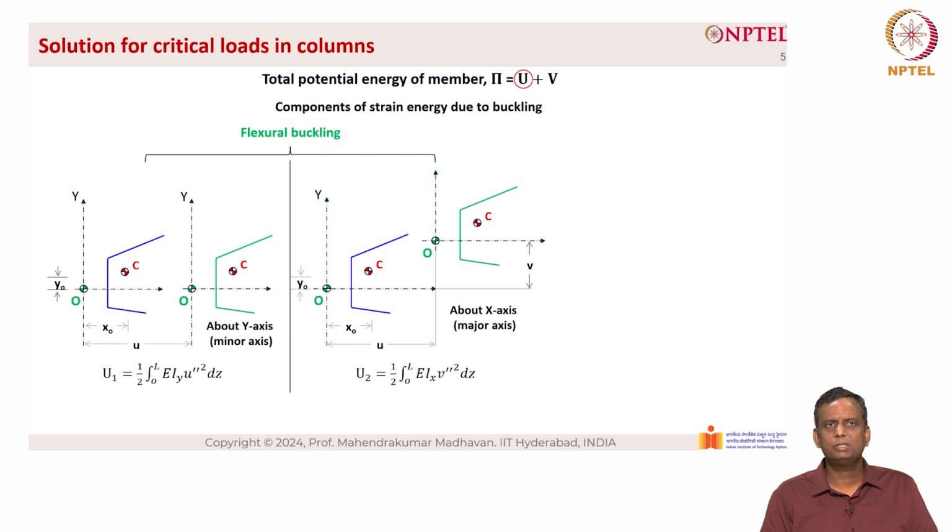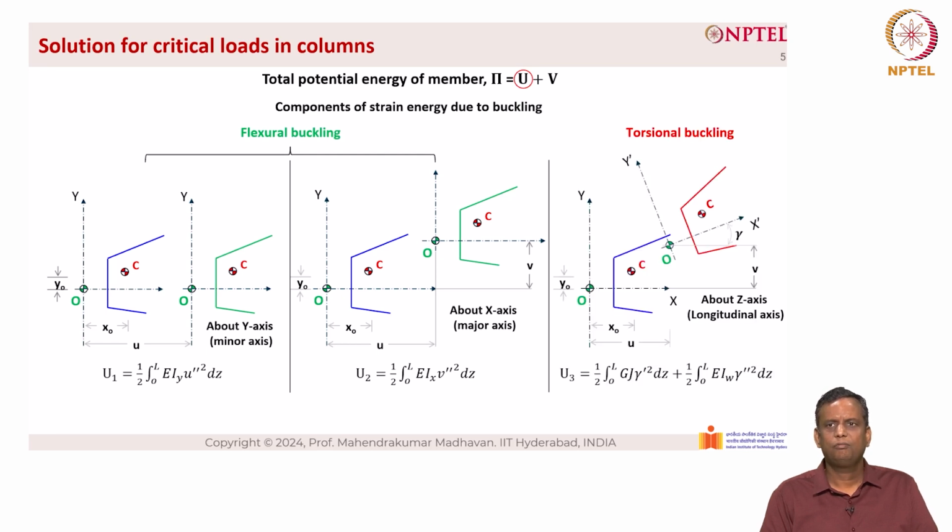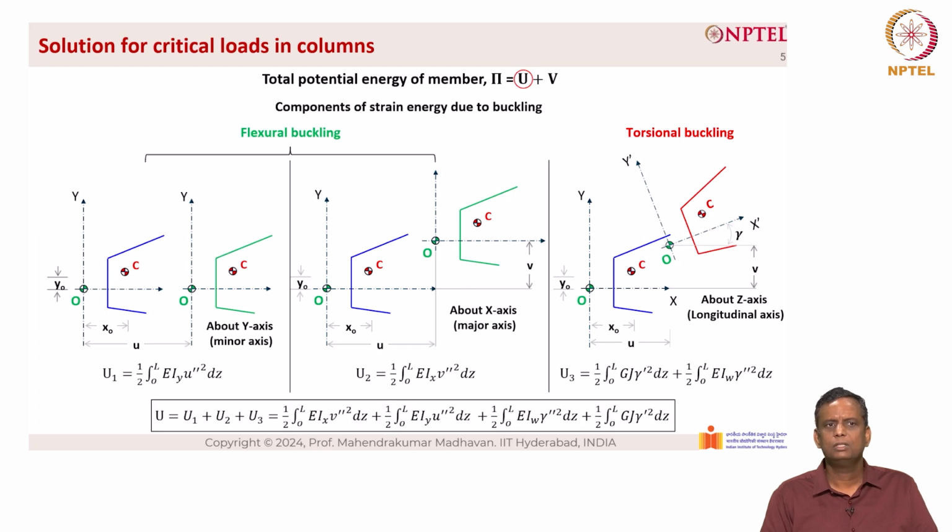The first two components represent the flexural buckling. Then we have the torsional buckling, where U3 is given as half into integral 0 to L of GJ into gamma dash the whole square plus half into integral 0 to L of EIW into gamma double dash the whole square into dz. So when we sum all of it, we have U1 plus U2 plus U3, which is a big equation as shown on the screen here.